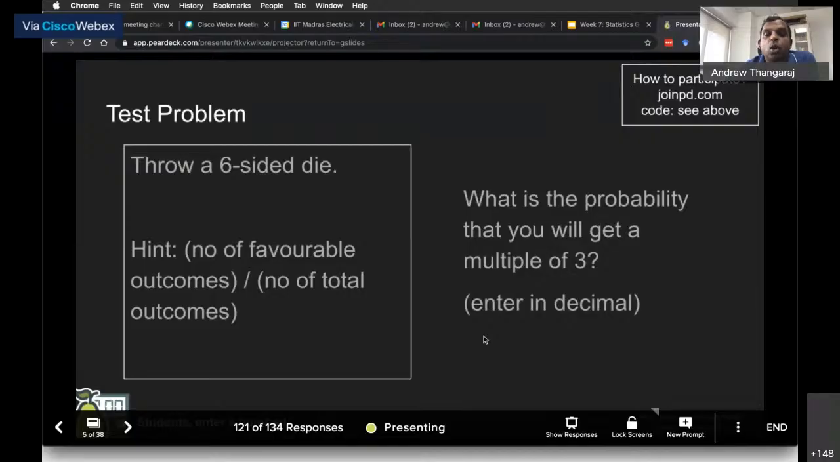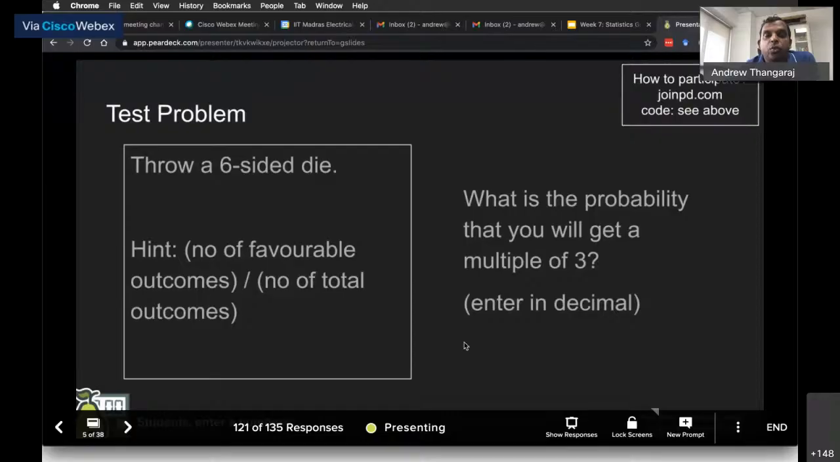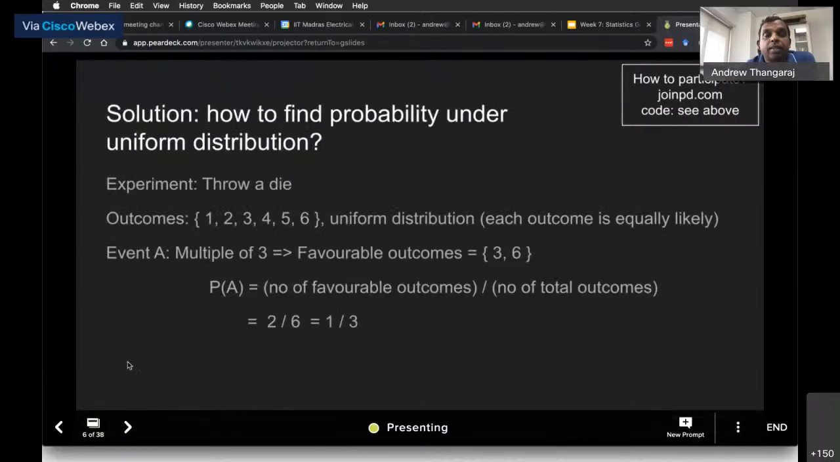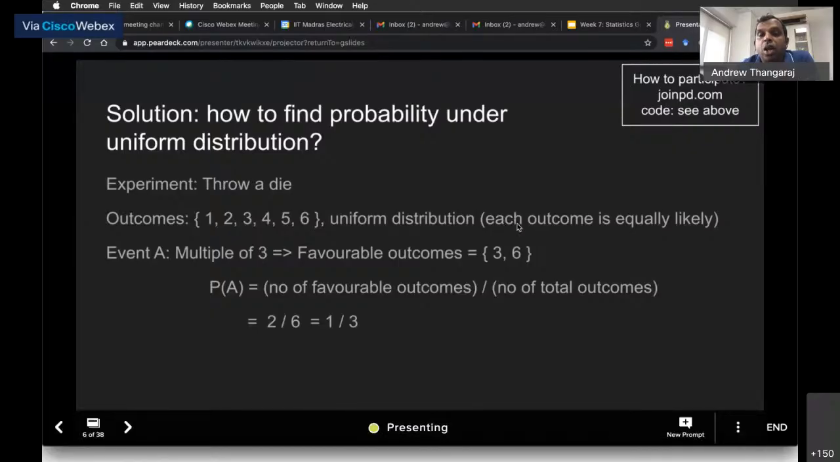Once I move out of the screen, you can't enter answers anymore. I think it was a simple enough question. The basic idea is the hint that is given here. Let me quickly go through it. These are questions where you have what's called a uniform distribution, and the main idea to remember is: each outcome is equally likely.